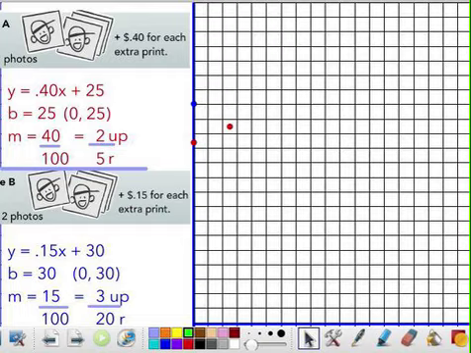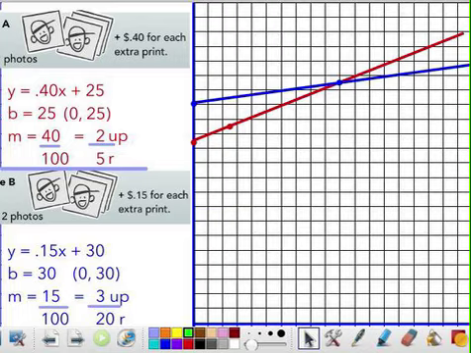Again, we start at 0, 30 because that is our y-intercept. We're going to go 3 up and 20 to the right. So that's 1.5 spaces up and 10 spaces over, because again, we're counting by twos. We have our line, our points, 2 points per line. So we're going to draw.